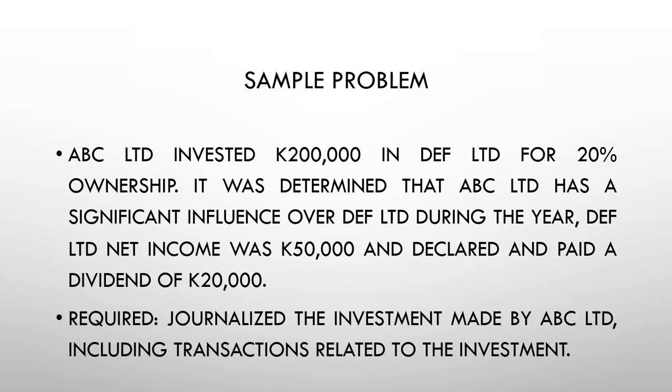So remember, if there is net income or profit from the investee, that will increase the investment of the investor by the proportionate share, in this case 20%. And any distribution made, in this case dividends, will reduce the investor's investment, of course, depending on the percentage of ownership.